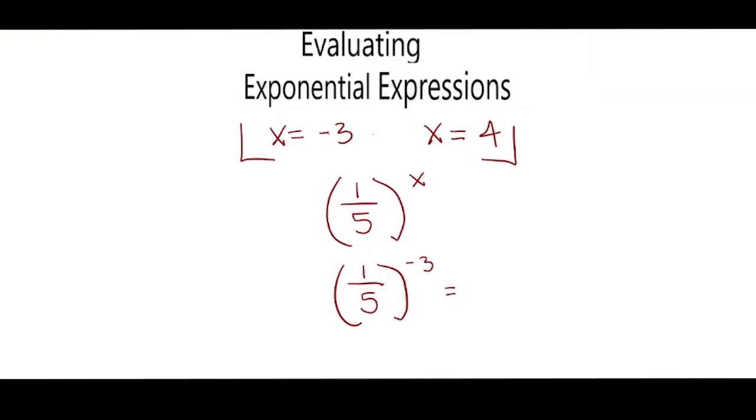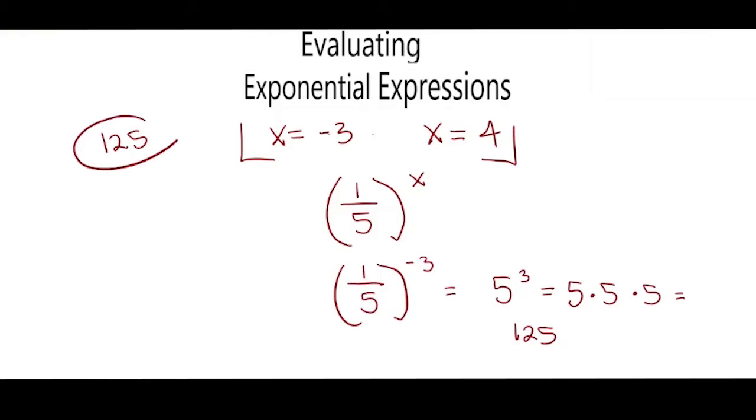Well, if you'll remember, a negative exponent is going to flip this fraction, which makes it 5/1, which is just 5, raised to the 3rd power. Well, 5 to the 3rd power is 5 times 5 times 5, and that's 125. So my first answer for when x is -3 is 125.